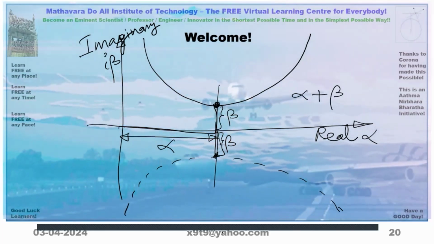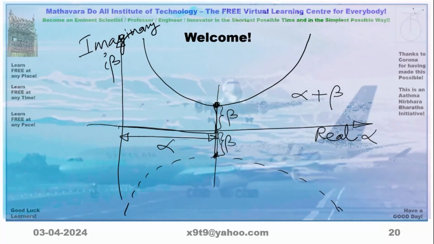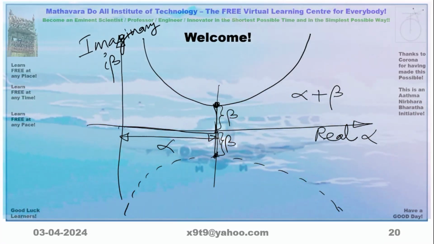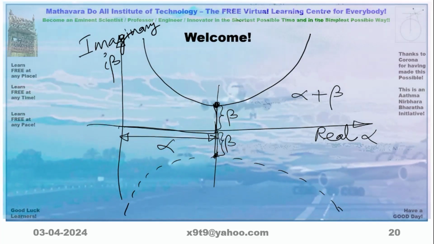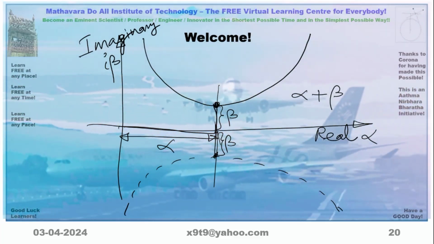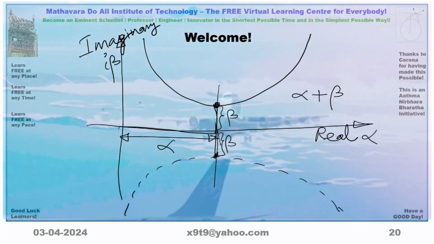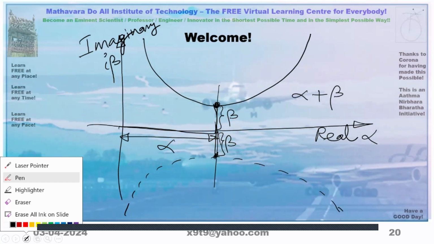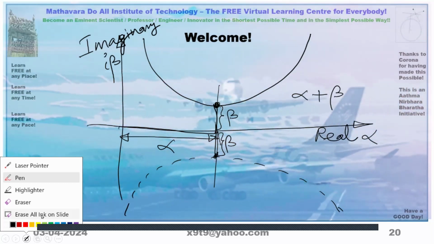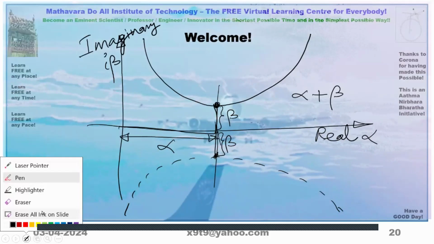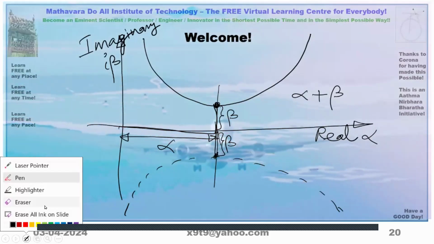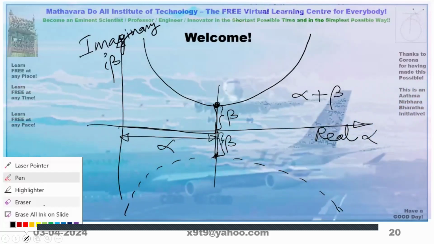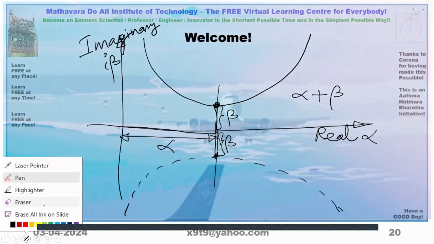So there are only 3 types of problems in quadratic equations. This you are able to follow? Hello? Hello? Hello? Hello. You are able to follow this one? Yeah, I understand. So I will erase this and tell you.